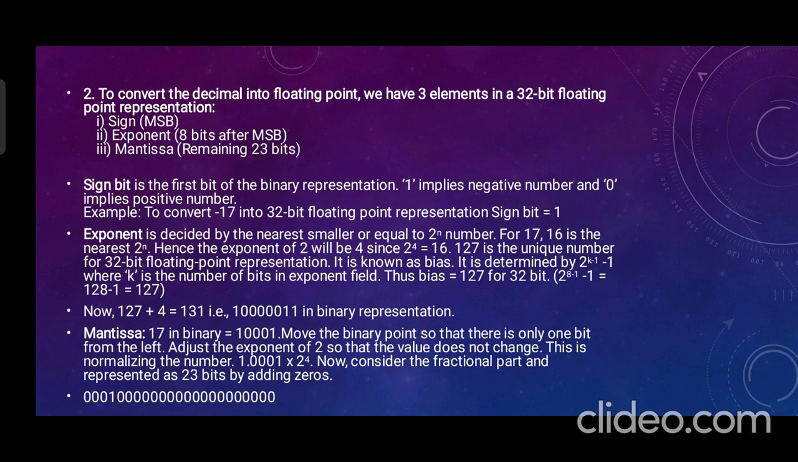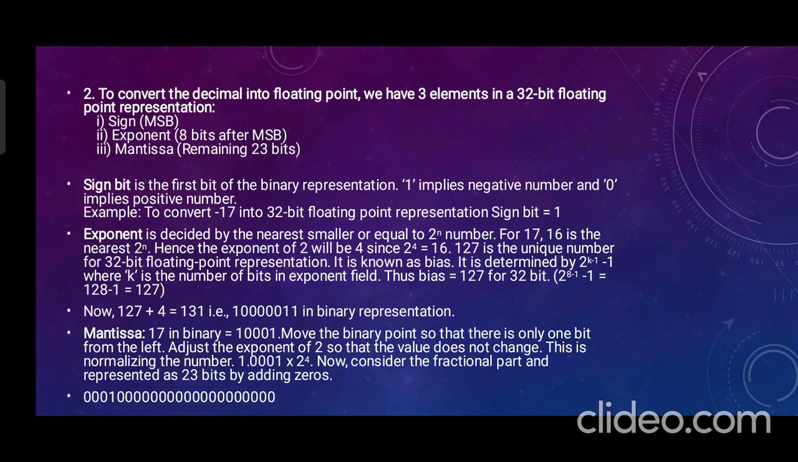127 is the unique number for 32-bit floating point representation. It is known as bias. It is determined by 2 raised to k minus 1, where k is the number of bits in the exponent field. Thus bias is equal to 127 for 32 bits. In brackets, 2 raised to 8 minus 1 is equal to 128 minus 1 is equal to 127. Now 127 plus 6 is equal to 133. That is 10000101 in binary representation.